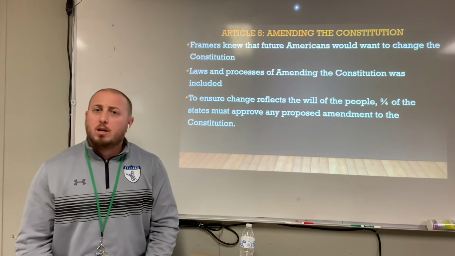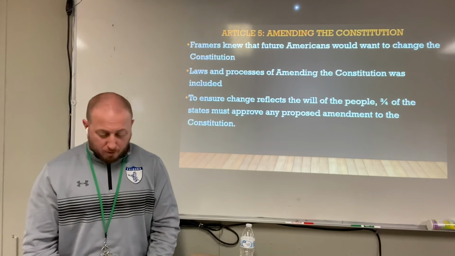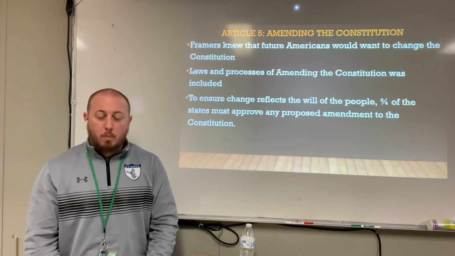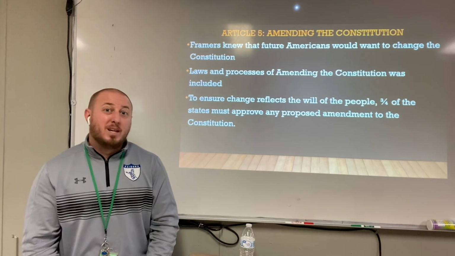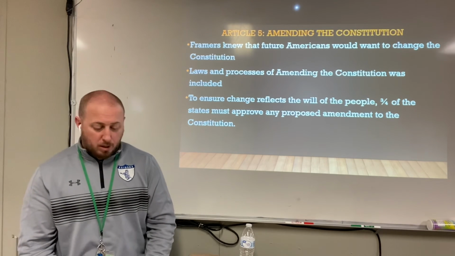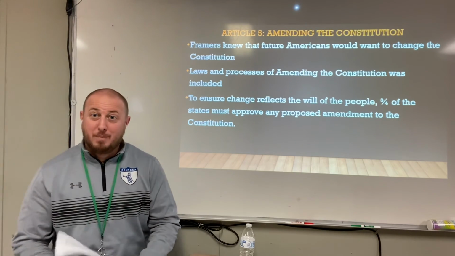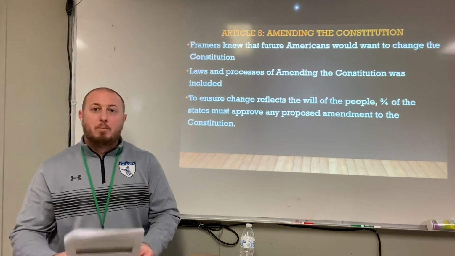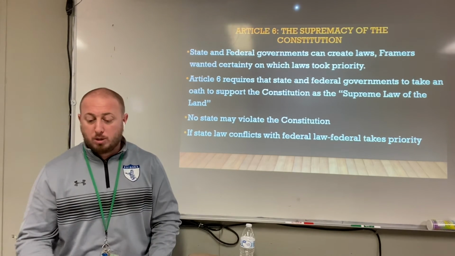into effect. You could put 75%, or you could put 3/4. 3/4 of the states have to approve any proposed amendment for it to go into effect, so that it is in fact the will of the people that the Constitution is changed. Okay? Now we're going to get into those amendments in a later video, but for now just understand Article 5 laid out the process by which we amend the Constitution.